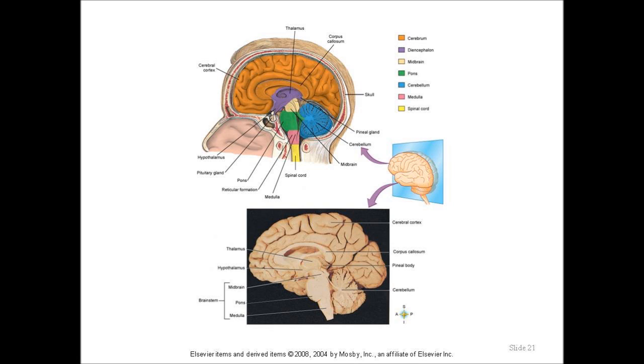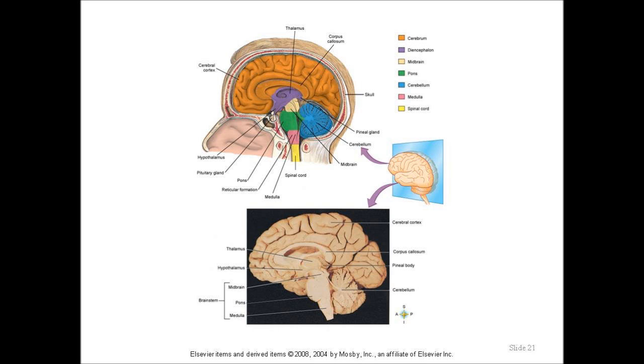The hypothalamus, below that, is an important link between the nervous system and the endocrine system. It's the master gland and controls the release of most of the major hormones that control endocrine function throughout our body. It also has centers for controlling body temperature, appetite, wakefulness, and pleasure.